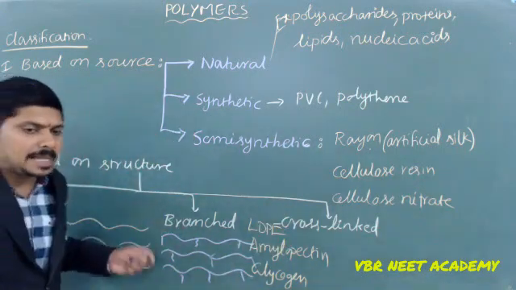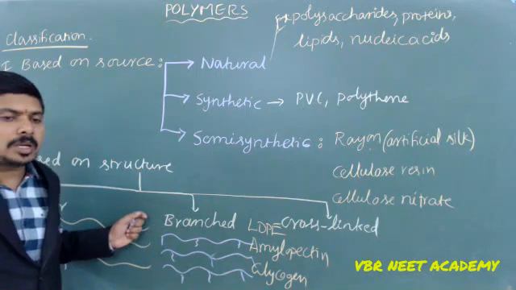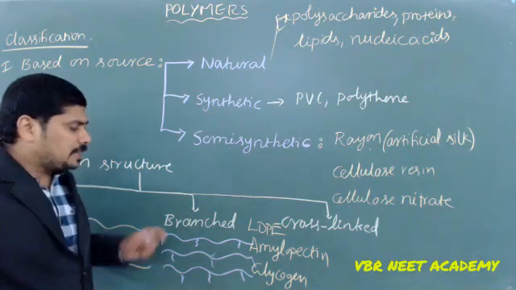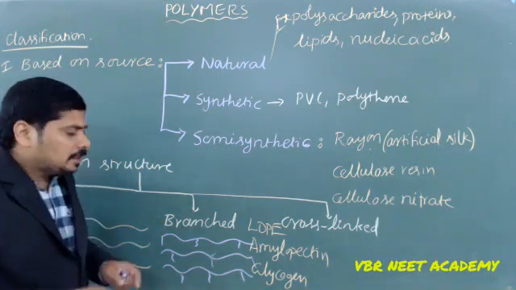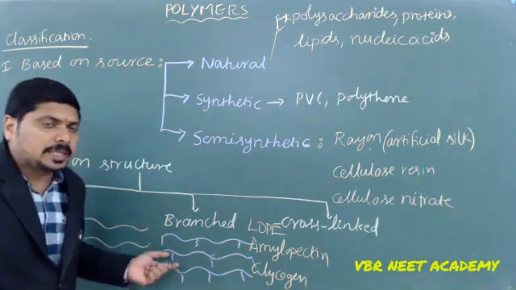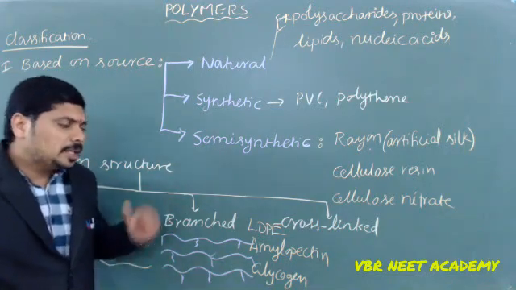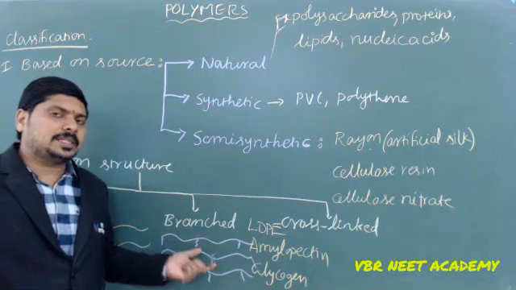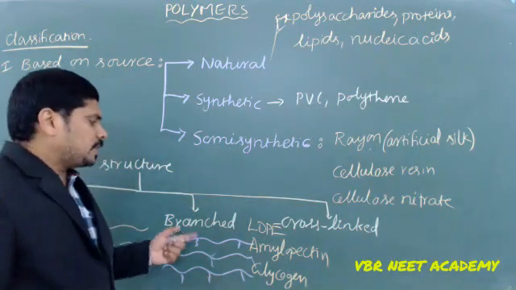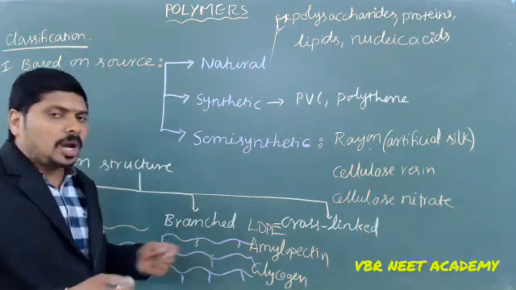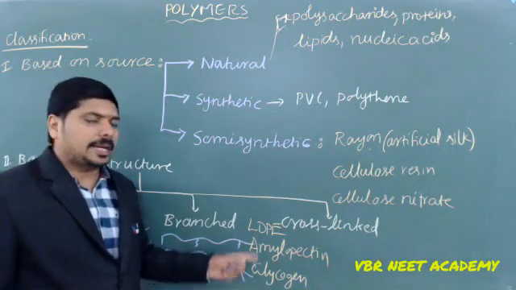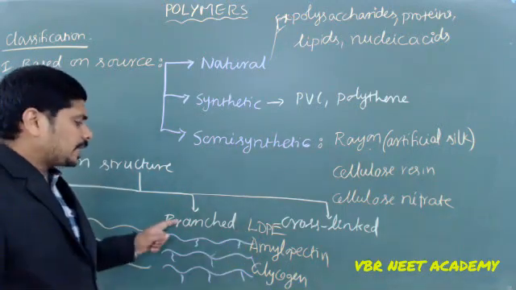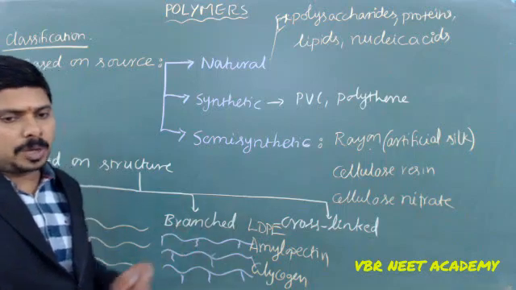Because of these branches, they cannot be compactly packed. As they are not compactly packed, they cannot have more density. They have low density and low tensile strength. That's why they have a softy nature. Amylopectin, glycogen, and low density polythene come under examples of branched polymers.